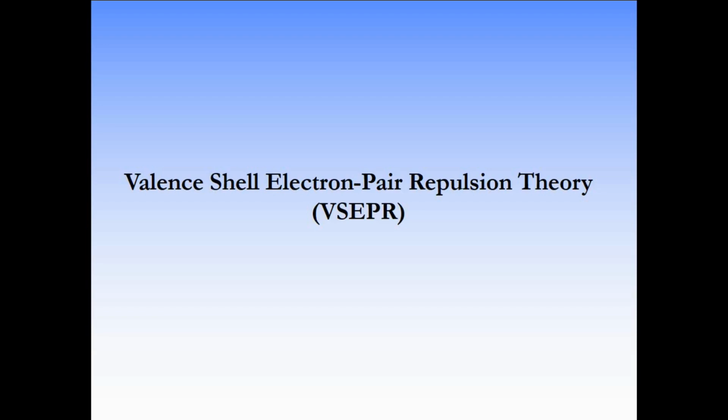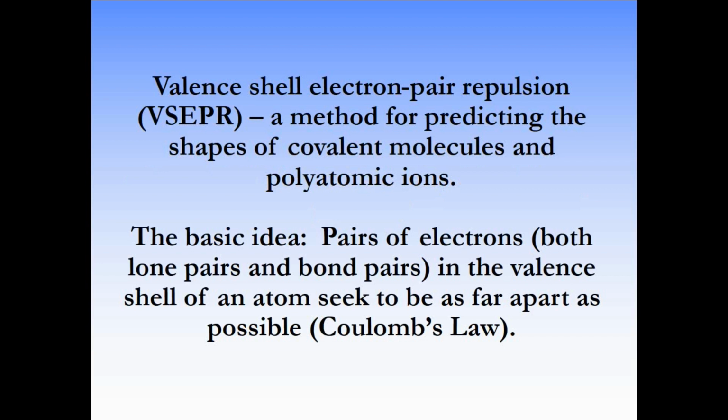In this video, I'm going to introduce to you the ideas in valence shell electron pair repulsion theory, also known as VSEPR theory, or just VSEPR. VSEPR theory helps us predict the shapes of polyatomic ions or molecules, and it's really based on the idea of Coulomb's law.